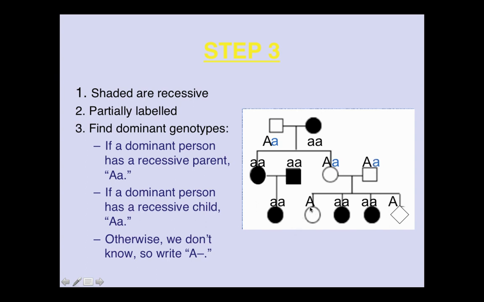And finally, here's one here and here's one here. They don't have any kids, not yet, maybe never, but not in this pedigree chart. But they do have parents. Do they have parents that are little a, little a? No, they don't. Therefore, we mark them with a dash after their big A. And that's it. A dash could be either big A, big A or big A, little a, but there's no way to tell here.